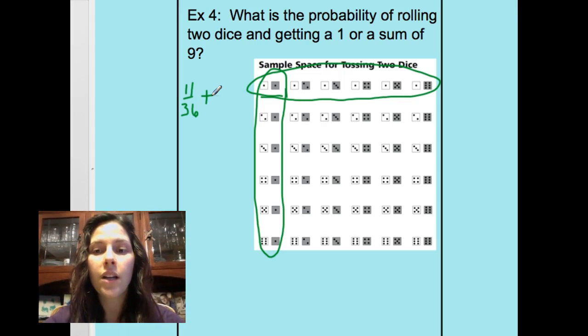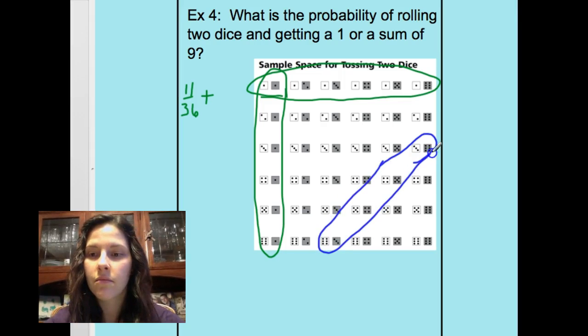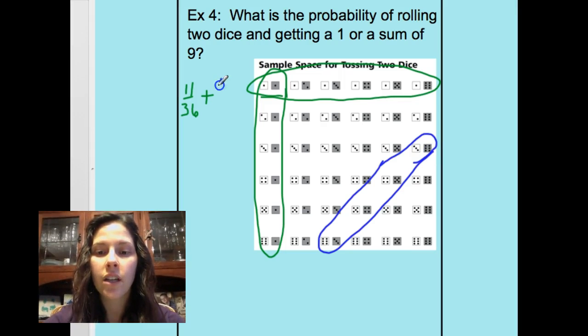Well, when you roll a 1, you can't get a sum of 9. The biggest sum you could get would be 7. So we'll look for those sums of 9, and those are on this diagonal here. So we have a 4 out of 36 chance of rolling a 9, and we didn't double count anything. So we have a total probability of 15 out of 36.